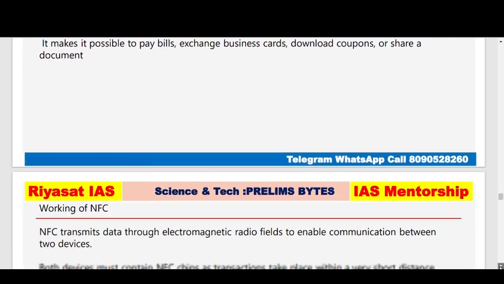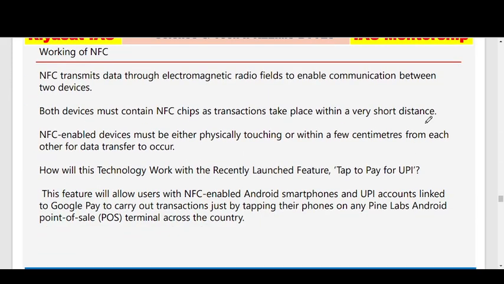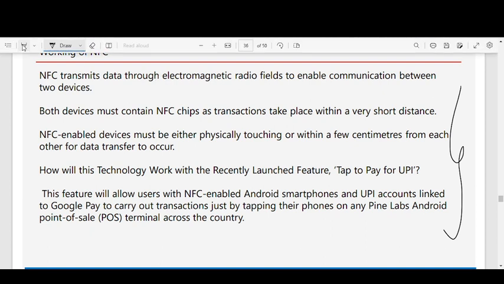Clear? So this is your NFC, and how it works I have already given you: it works through electromagnetic radio fields, a very important line. Through these fields only, devices communicate with each other, and one more thing, both devices must have NFC chips. This is mandatory to have the transaction completed using NFC. The devices may be physically touching or within a few centimeters. Clear?